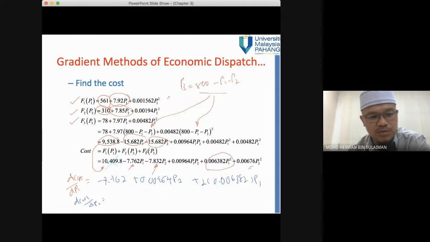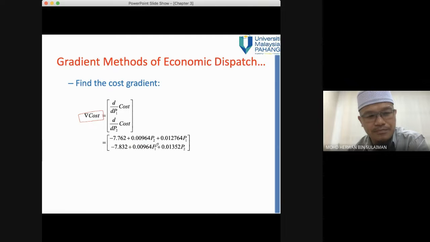So similar, this one no relation, 7832 P2. This one plus 0.00964 P1 plus 2, this one is not related, 0 plus 0.00676 P2. So you get these two equations. Right? Same, right? So you get this value, the gradient of the cost.